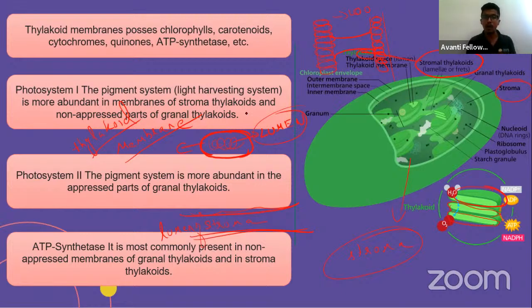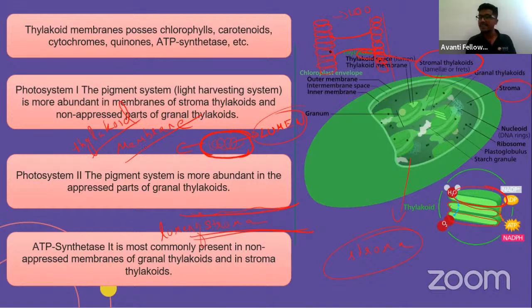In individual thylakoids, we have a thylakoid membrane. A membrane is surrounding this whole coin-like structure. And within this membrane, what do we have? We have a lumen, a space within this. So this space is called as what? Lumen of thylakoids. Got it?